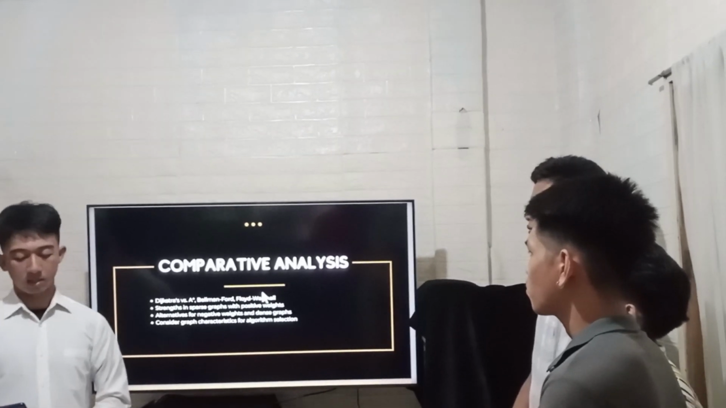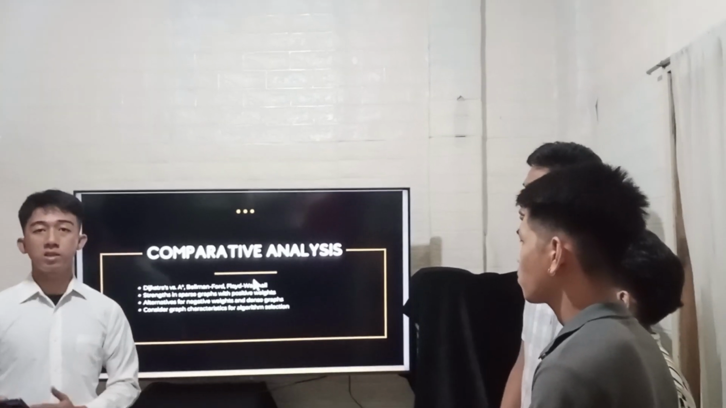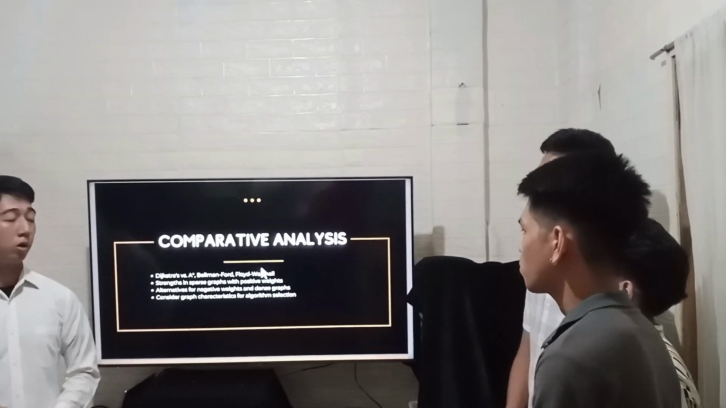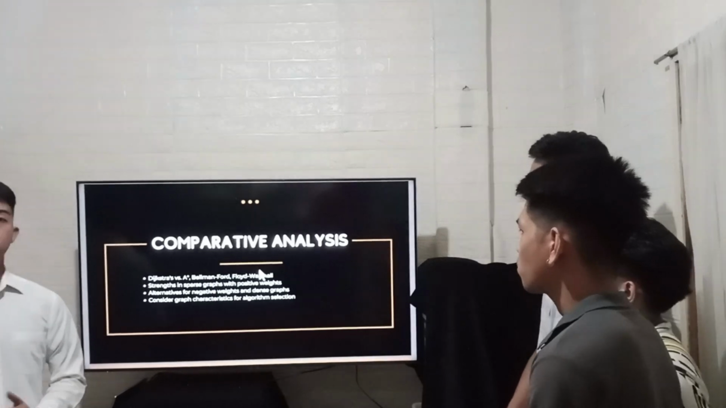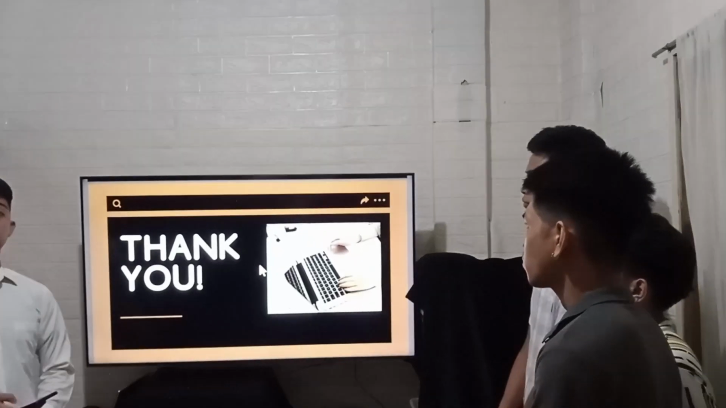a good heuristic. So when choosing an algorithm, it is important to consider the characteristics of the graph to ensure optimal performance and overall efficiency of the algorithm. So that's all, and thank you.